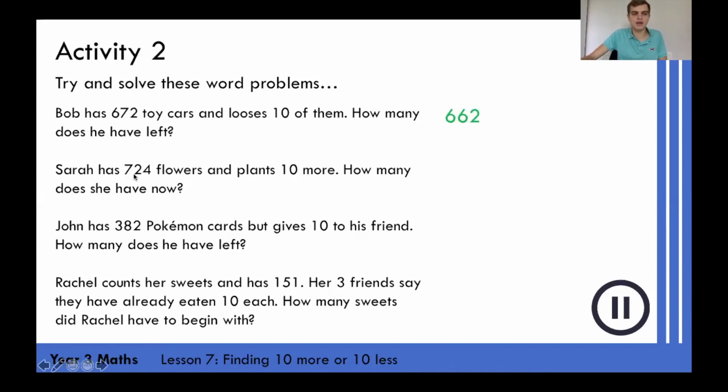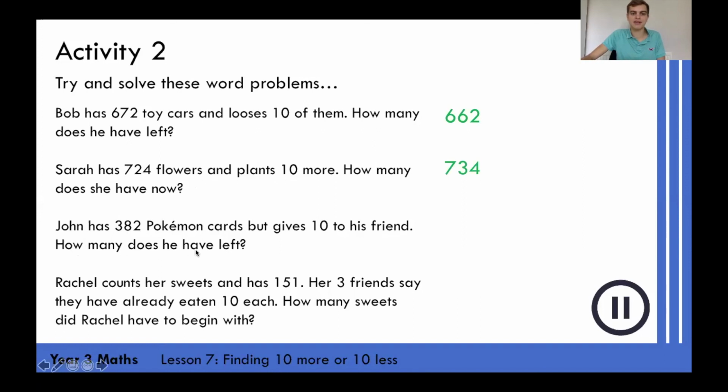Okay, next one. Sarah has 724 flowers and she plants 10 more. How many does she have now? Big clue there. We've got the word more. We need to find 10 more than 724. 2 in my tens column. Finding more, adding one more 10. Now I've got 3 tens. So 734. Well done.